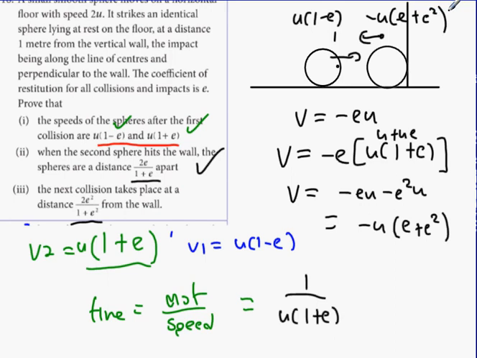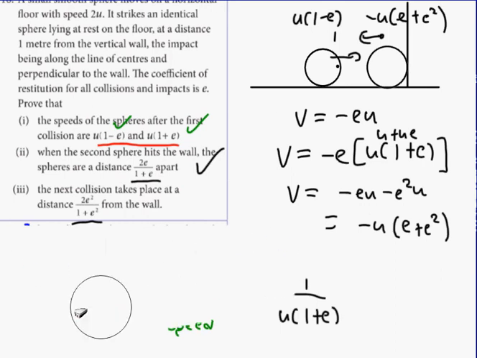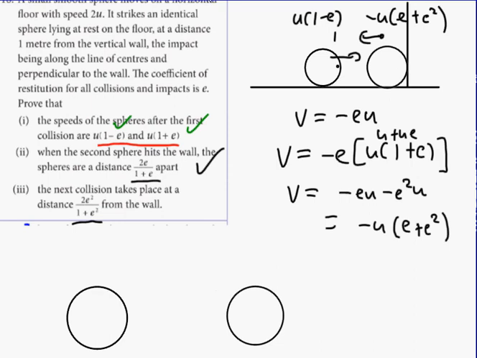Now you have two objects coming towards each other. These two objects, particle 1 and particle 2, are going one this way, the other that way. What was their initial displacement from each other, just as it rebounds off the wall? Any idea? 2e over 1 plus e is their initial displacement apart, and we know what speed they're coming at towards each other.